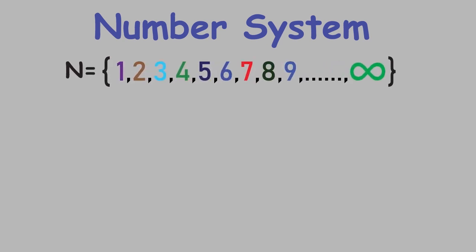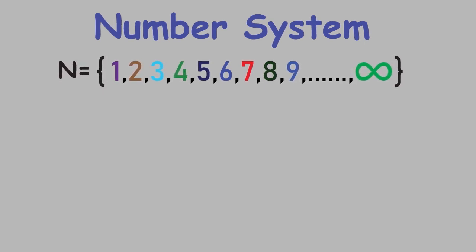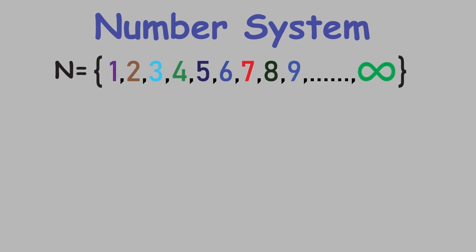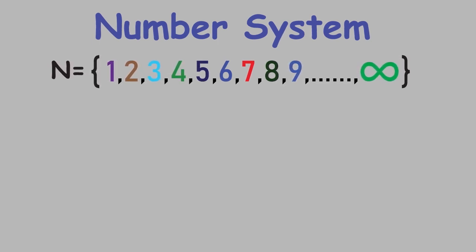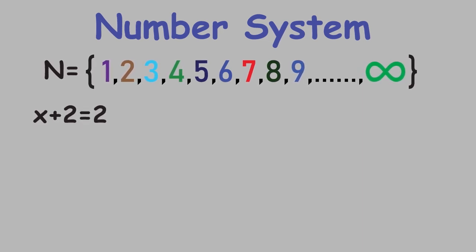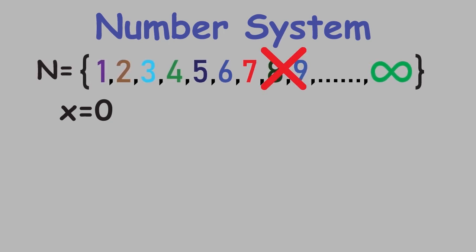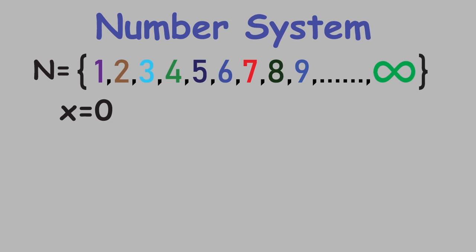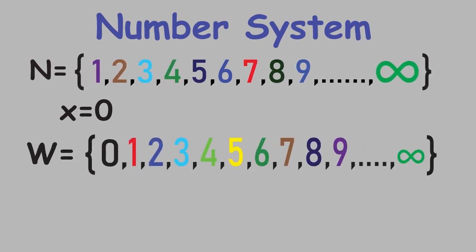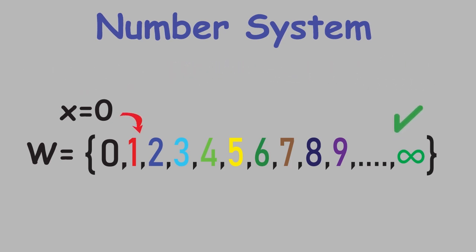Students, as I said, the early number system belonged to natural numbers, which is from 1 to infinity. But as math got advanced, we needed some more sets. For example, if I write the equation x plus 2 equal to 2, its solution is 0, which does not belong to natural numbers. So we have introduced another number set, which is the whole number set. Whole number set starts from 0 and goes up to infinity.